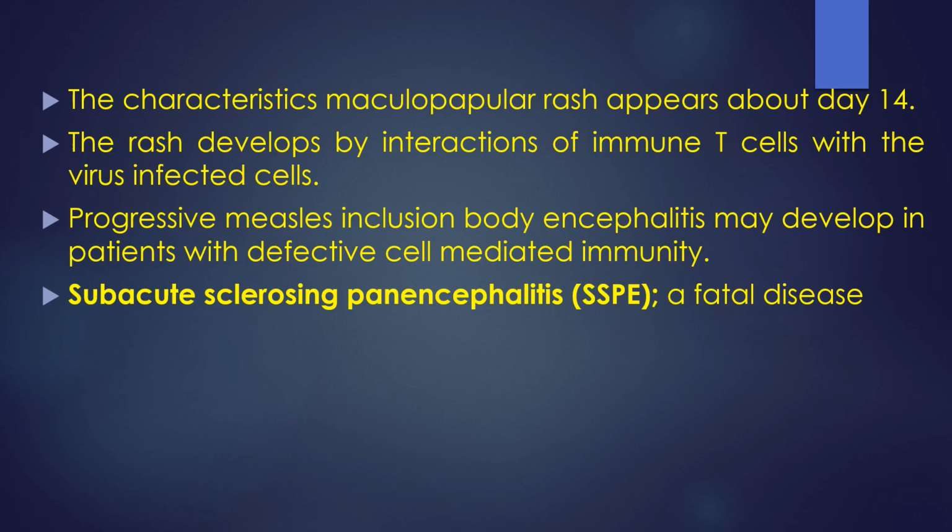Involvement of the central nervous system is common in measles. Progressive measles inclusion body encephalitis may develop in patients with defective cell-mediated immunity. A rare late complication of measles is subacute sclerosing panencephalitis, that is SSPE, a fatal disease that develops years after the initial measles infection and is caused by virus that remains in the body after acute measles infection.